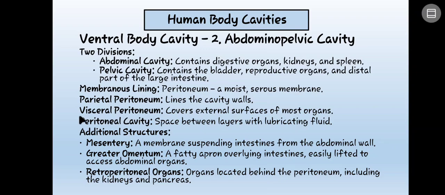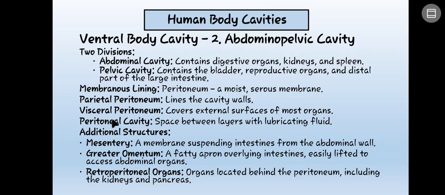And then we have the visceral peritoneum. The moment you see viscera, it means this one has contact with the organ itself. It covers the surface of most of the organs, so most of the abdominal organs are covered by the visceral peritoneum. Then the peritoneal cavity basically contains most of the abdominal organs. Within the peritoneal cavity, we have a lubricating fluid. We call it the peritoneal fluid.